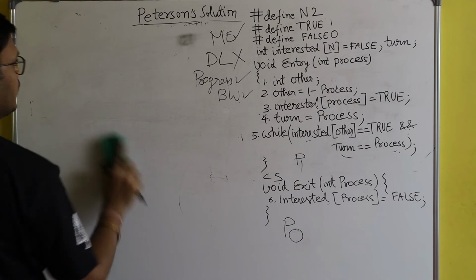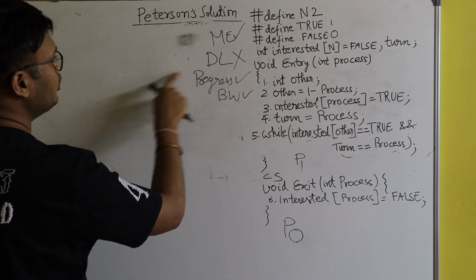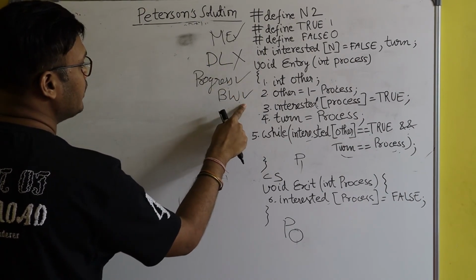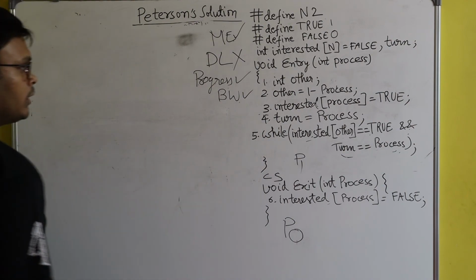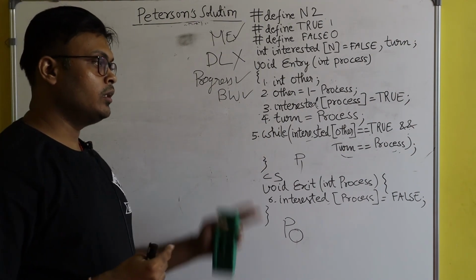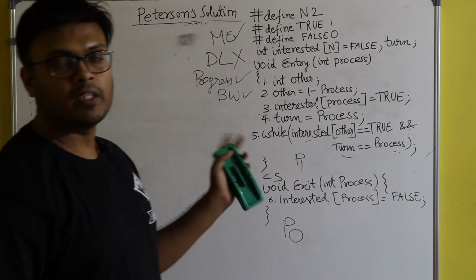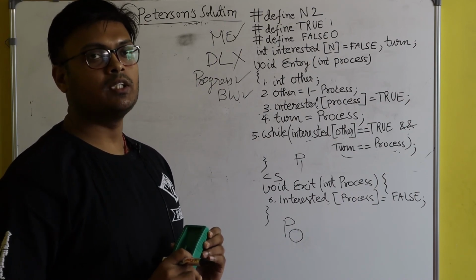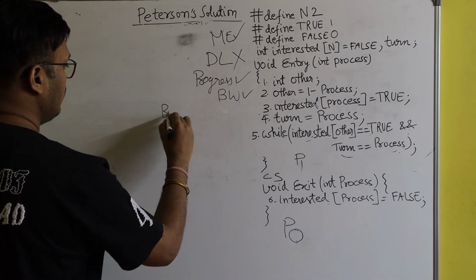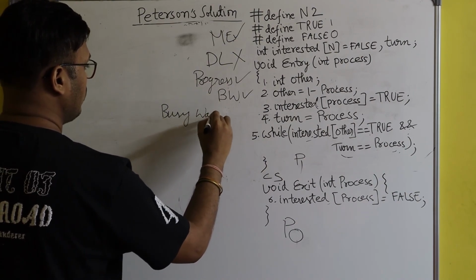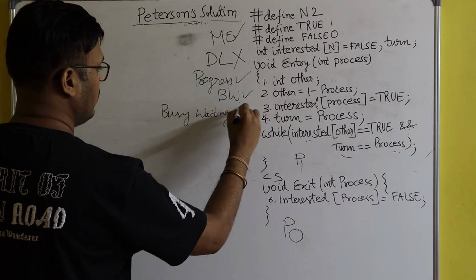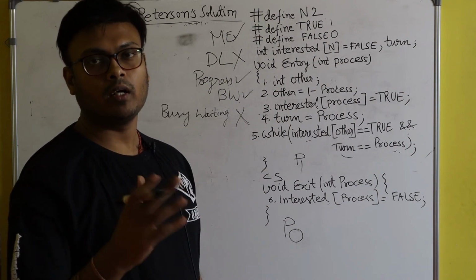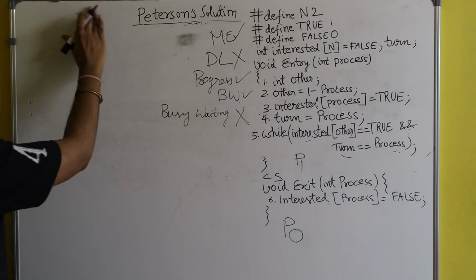Just remember these important points: in Peterson's solution, mutual exclusion is there, deadlock is not there, progress is there, bounded waiting is there. So all the requirements of process synchronization are present here. One thing that still can't be achieved is a solution without busy waiting. In order to avoid busy waiting, we need the semaphore concept. That will come later. For the time being, just focus here.